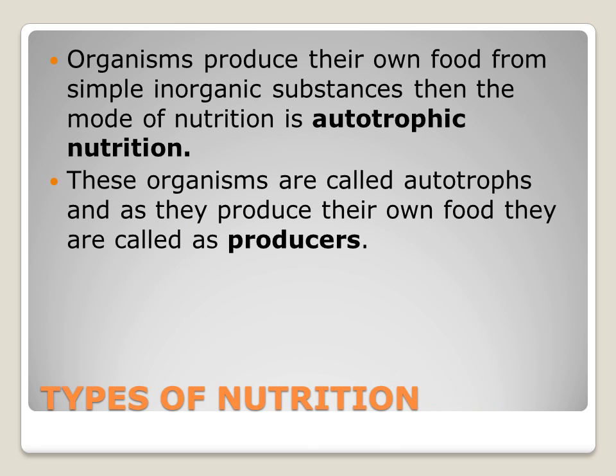Now, what are the types of nutrition? There are two types of nutrition, autotrophic mode of nutrition and heterotrophic mode of nutrition. Organisms that produce their own food from simple inorganic substances have a mode of nutrition called autotrophic nutrition. These organisms are called autotrophs, and as they produce their own food, they are called producers.